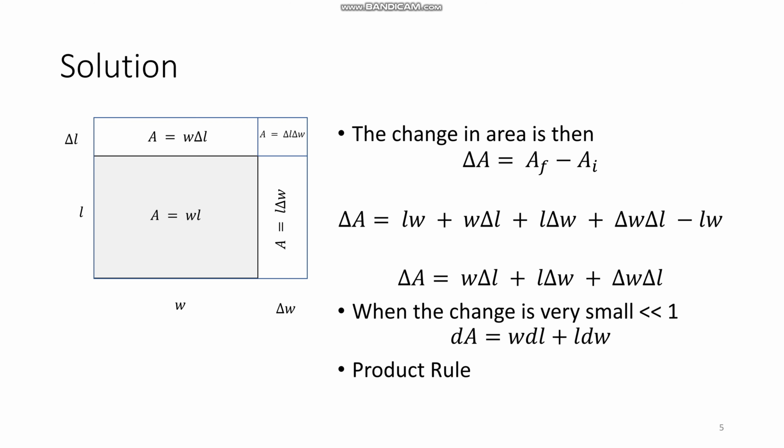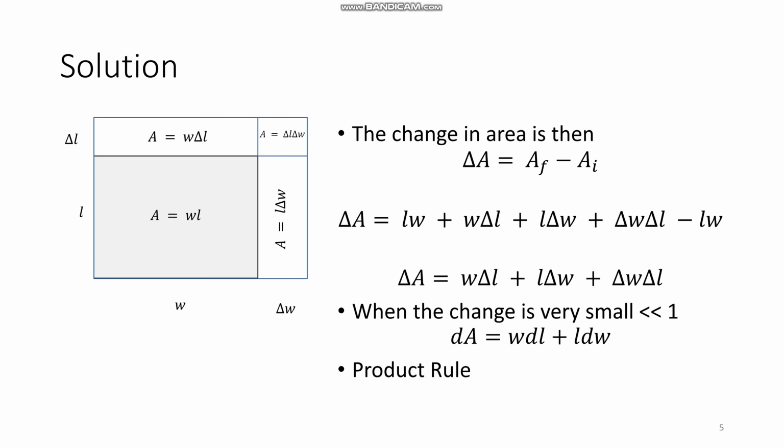So the change in area is just the region in white. We're going to subtract out the shaded region, our original rectangle. In doing so, we're left with the change in area equals width times delta length plus length times delta width.